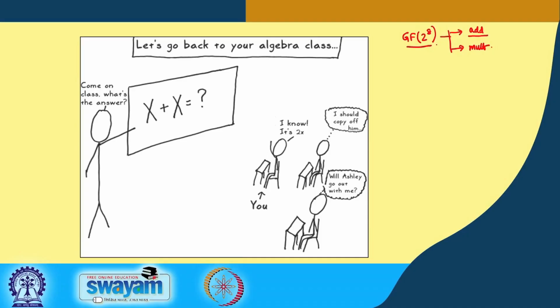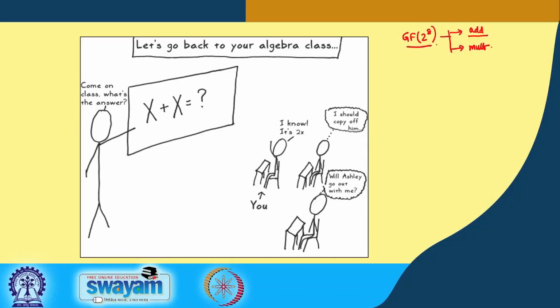So let's try to see how we can define addition and multiplication in GF(2^8). In order to understand GF(2^8) addition, the first thing to see is what x plus x is. So x is an element of GF(2^8), and I want to add it with itself.